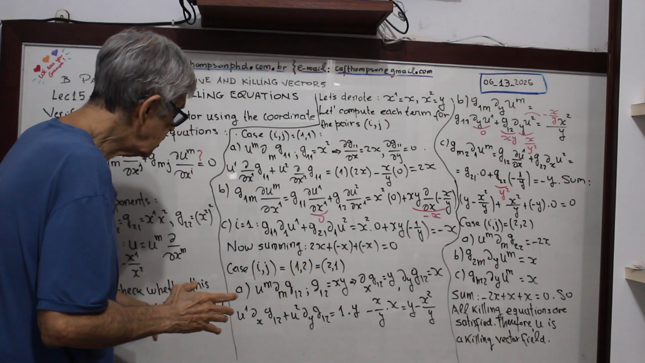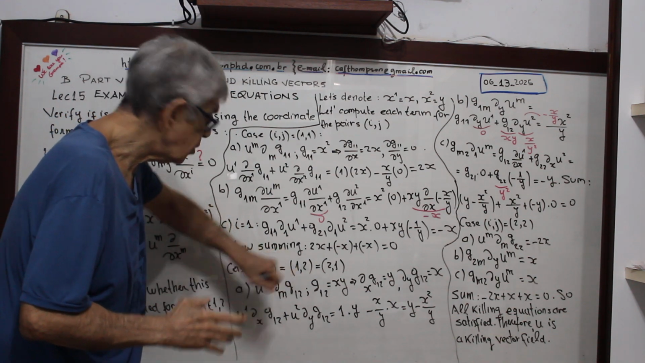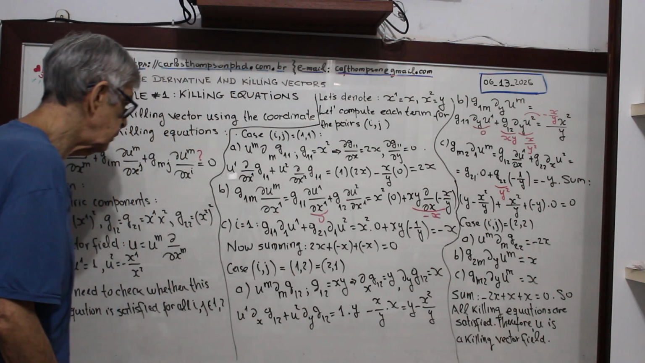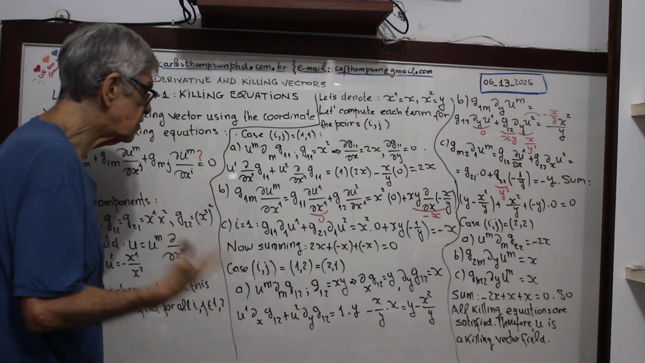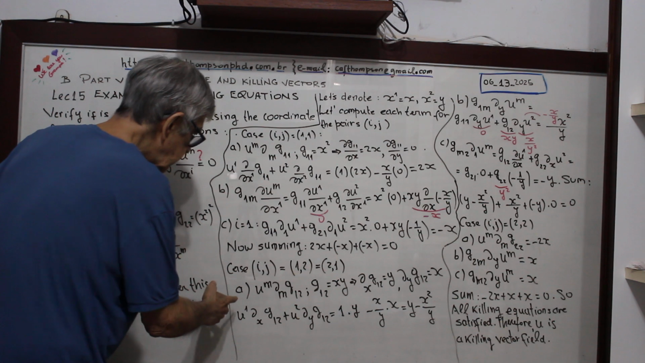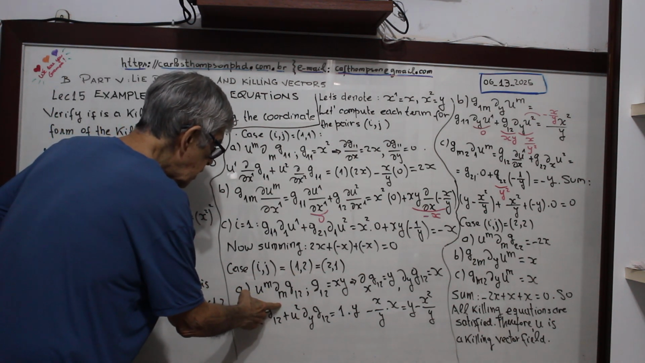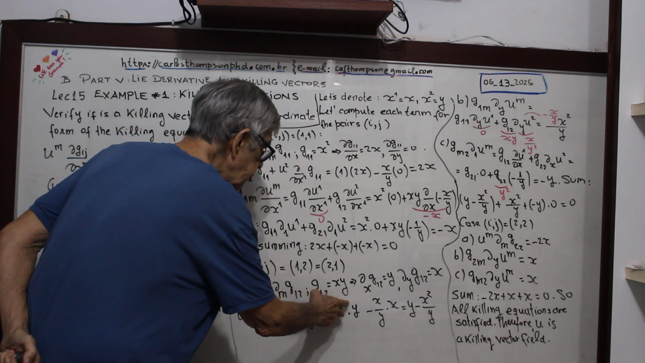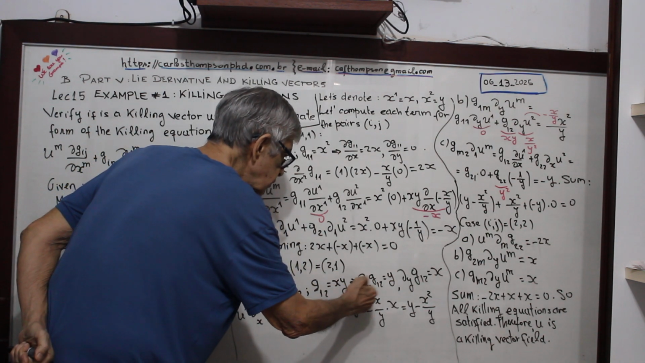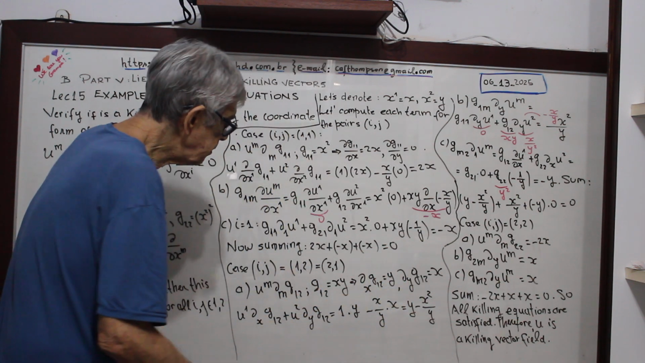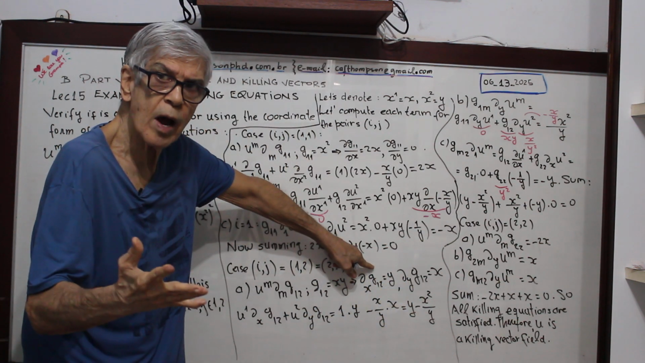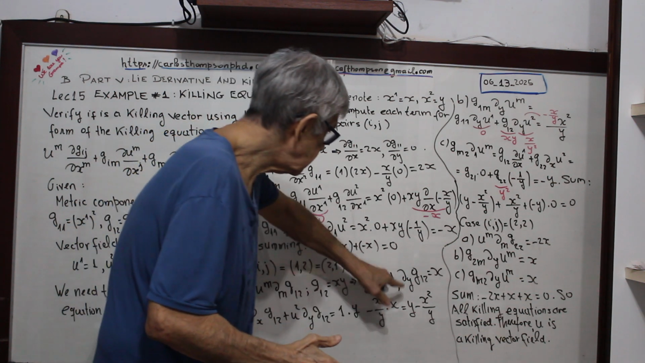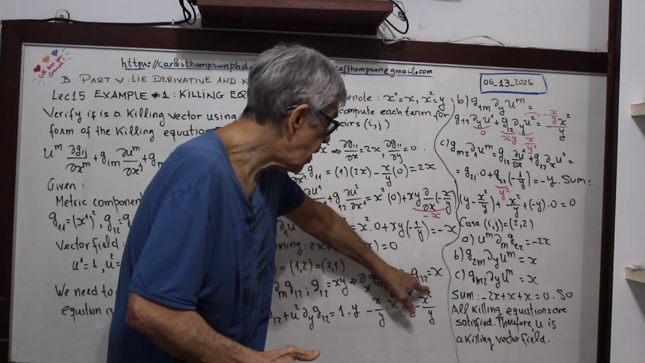Now, the case where i is equal to 1, j is equal to 2, or i is equal to 2 and j is equal to 1, because the metric is symmetric. Now again, item A, the partial derivative of g12. You see, g12 is x times y. So the partial derivative of g12 with respect to x is equal to y. Likewise, the partial derivative with respect to y of xy is equal to x.